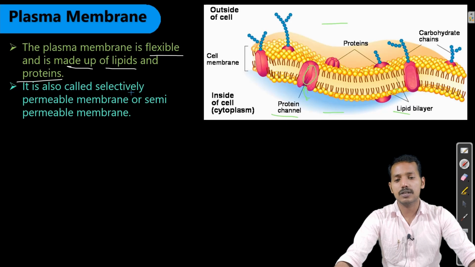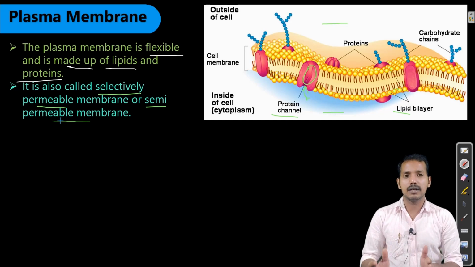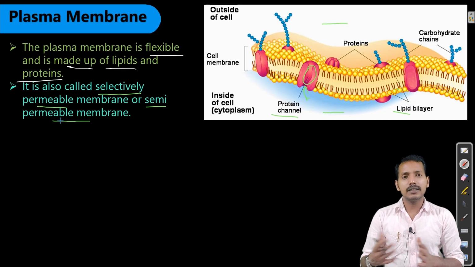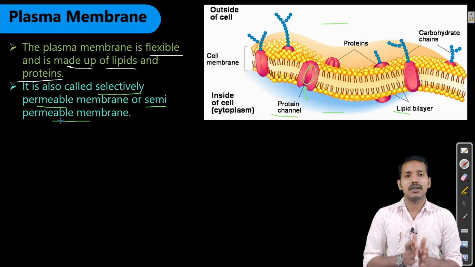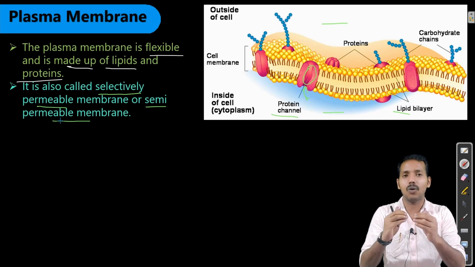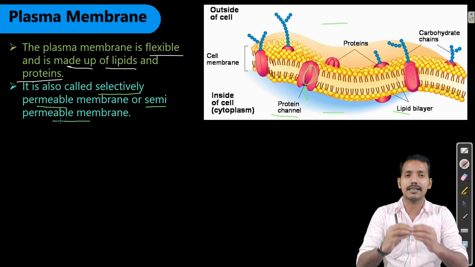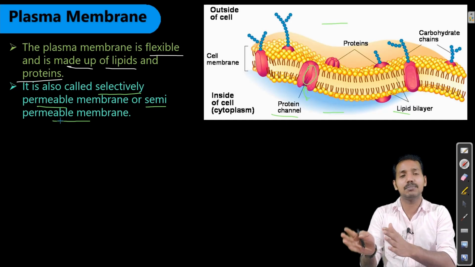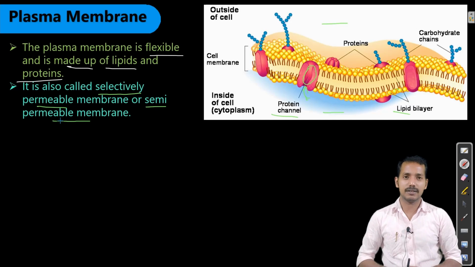It is also called a selectively permeable membrane or semi-permeable membrane, because the plasma membrane allows the passage of certain types of materials in and out of the cell. On the other hand, it prevents the movement of certain materials. That is, only certain types of materials can pass through the plasma membrane. Because of that, it is called a selectively permeable or semi-permeable membrane.